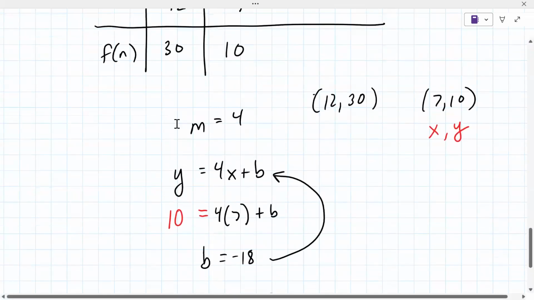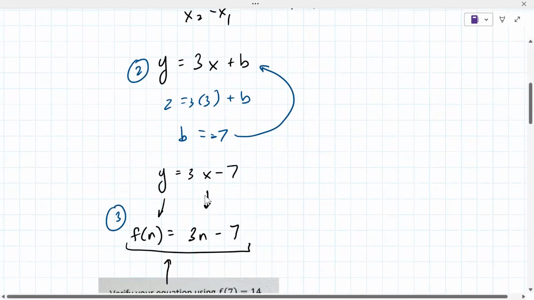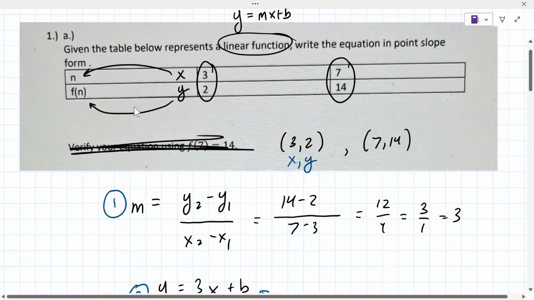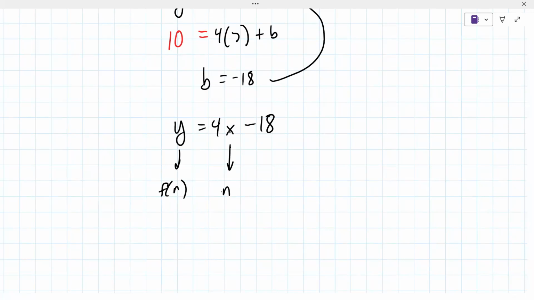Did you write down anything for the previous one? Right here, these arrows are meant to indicate that x is n, y is f of n. In the table here, I'm showing you that this is x, this is y. You have to know now to change this to n and f of n. x is n, y is f of n, and you're just rewriting. All right, so what is the final answer here?